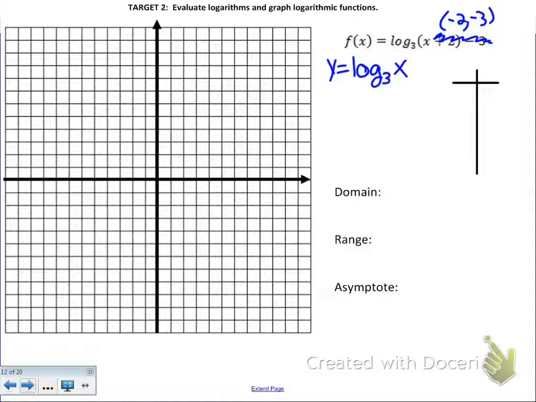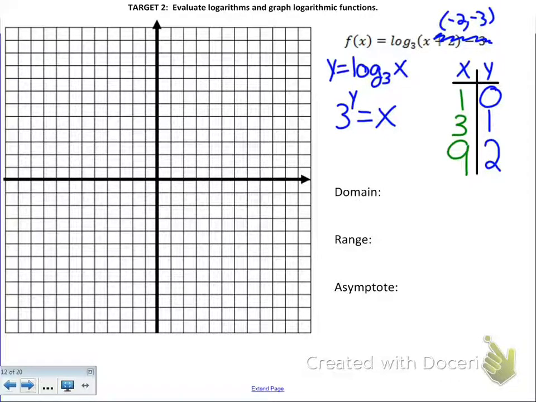So we're going to turn that into exponential form. So we have 3 to the y equals x. So in our xy chart, we're going to do something we don't do a whole lot in math. We're going to plug in for the y this time around instead of the x. So we're going to plug in 0, 1, and 2. 3 to the 0 power is 1. 3 to the first power is 3. And then 3 squared is 9.